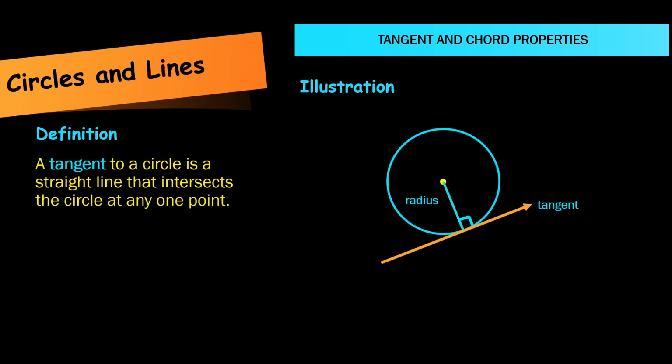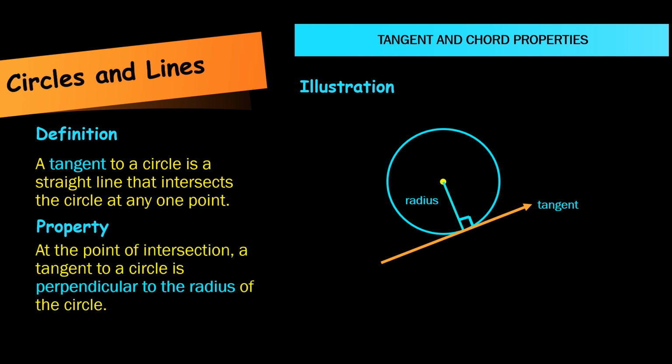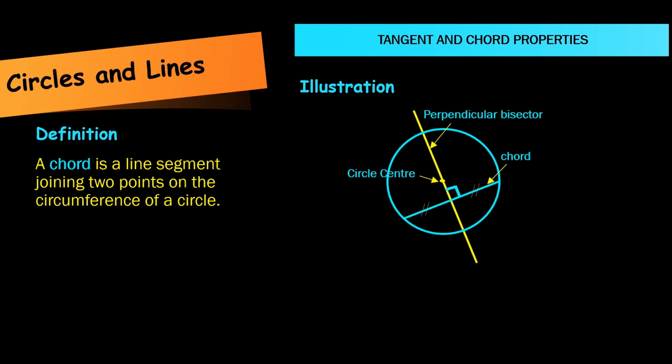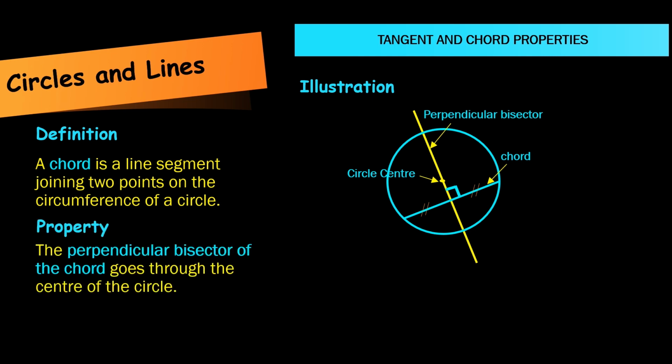A tangent to a circle is a straight line that intersects the circle at any one point, as shown. At the point of intersection, a tangent to a circle is perpendicular to the radius of the circle. A chord is a line segment joining 2 points on the circumference of a circle, as shown. The perpendicular bisector of the chord goes through the centre of the circle.